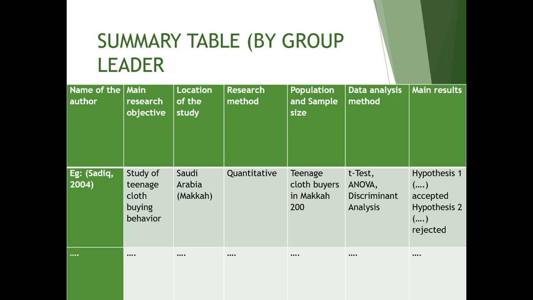Then what was the main research objective of this article? Very briefly you have to summarize, like a study of teenage cloth buying behavior. Location of the study. You will see that in the research it will be mentioned where the research took place. So you will mention it there.